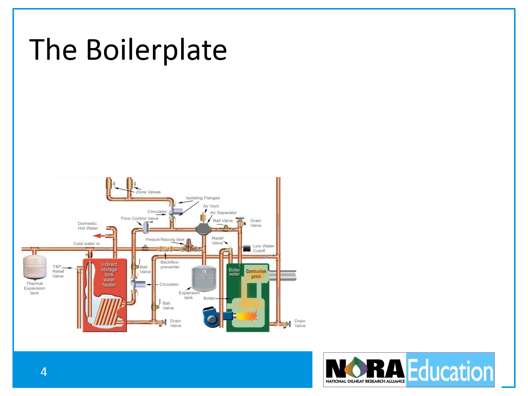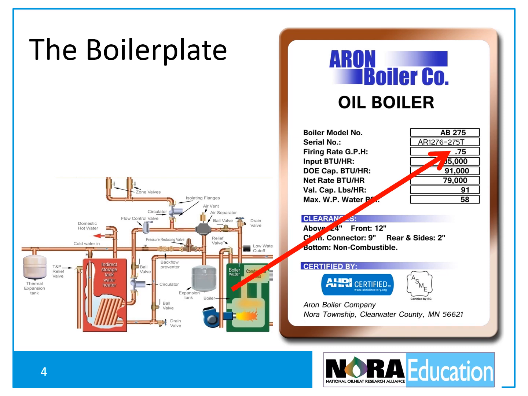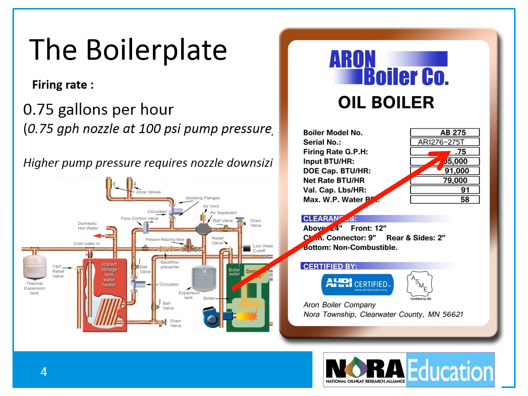Starting with the boiler, it's important to understand the information on the nameplate. For example, the firing rate is the gallons per hour that the boiler is rated for. This boiler is rated at 0.75 gallons per hour and should be fired with a 0.75 nozzle with 100 psi pump pressure. If the pump pressure is higher, the nozzle must be downsized.